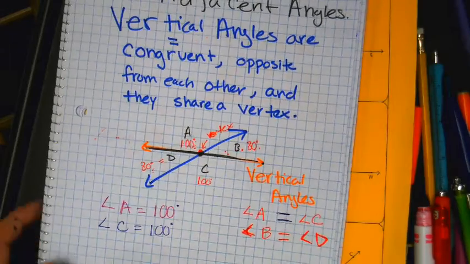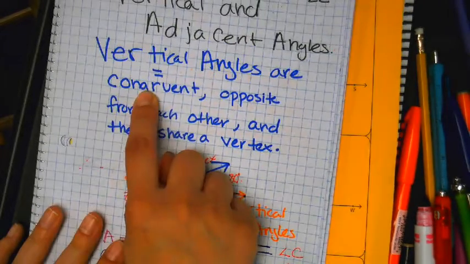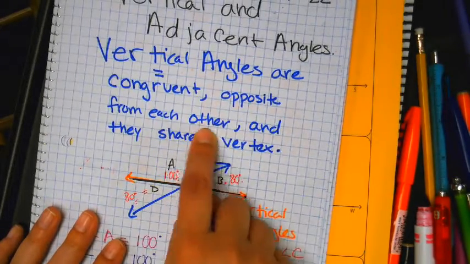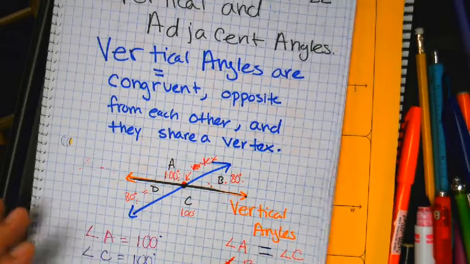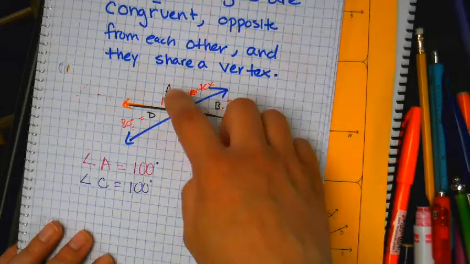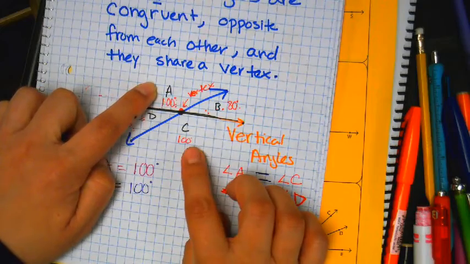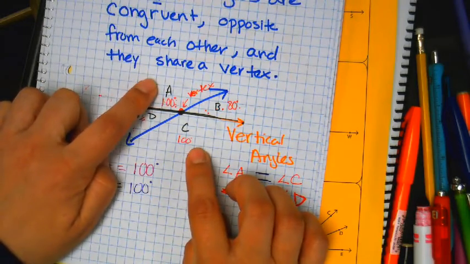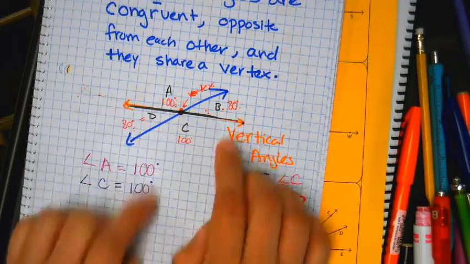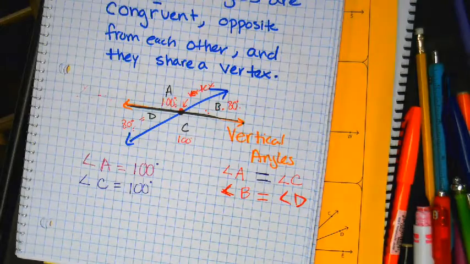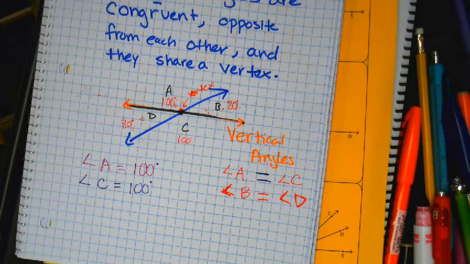This is from Friday. Vertical angles are congruent, which means equal. They're opposite from each other, and they share a vertex. The easiest thing to know about vertical angles is that they have the same measurement. So if angle A is 100 degrees, that means angle C is 100 degrees. They're both 100 degrees. Angle B and D, so on and so forth. So vertical angles are opposite, but yet equal to each other.